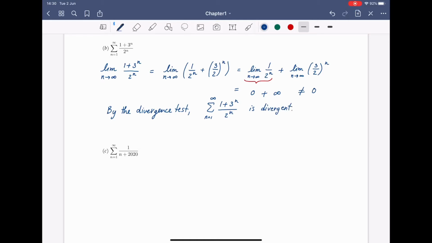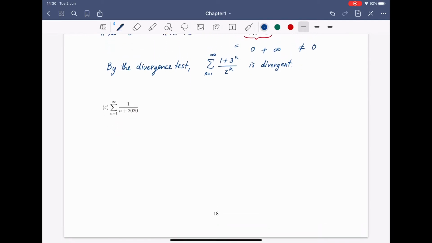Alright, that is pretty simple, right? Let's look at the last one. I have part C here, the summation of 1 over n plus 20. I'm going to compute the limit of 1 over n plus 20. You can see clearly that this is 1 over infinity plus 20, which is 1 over something that is huge. So this is 0, because it is super huge in the bottom. So the limit is 0.